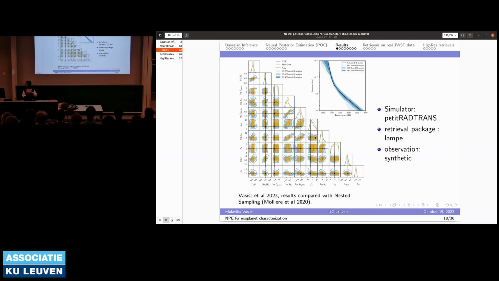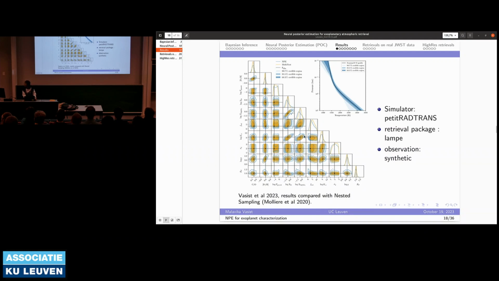So here you have a comparison between the two posteriors, and you see one thing: the neural posterior estimation posteriors are slightly wider than the orange nested sampling posteriors, and that's something to think about. I'll come back to it.